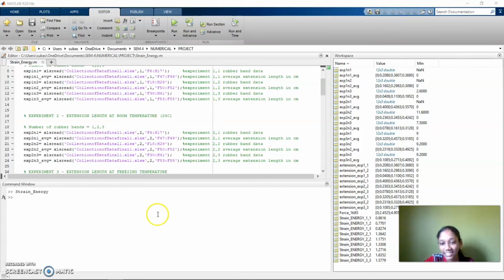As you can see, the strain energy for the frozen bands is the highest. Thus, none of the rubber bands snapped during the experiment. It can be concluded that the strain energy increases with an increase in the number of bands, but decreases with temperature. That's all for the analysis part. Thank you.